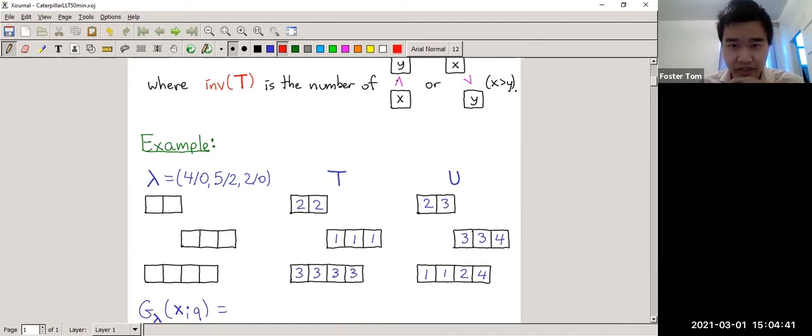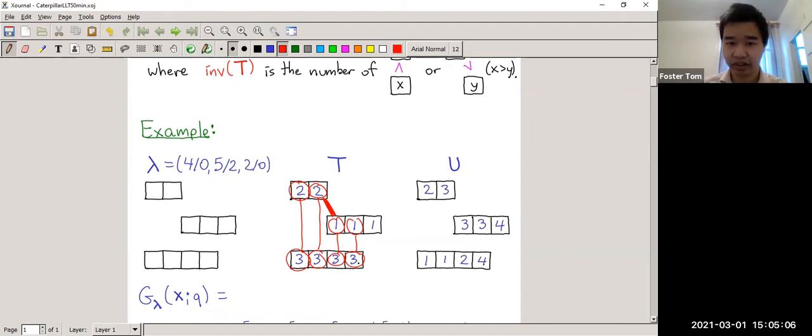So hopefully we can still see it here. An inversion is if I have a bigger number below a smaller number in the same column. So T has 4 inversions of that sort. And an inversion is also a bigger entry above and exactly one cell to the left of a smaller entry. So there's also an inversion of that type here.